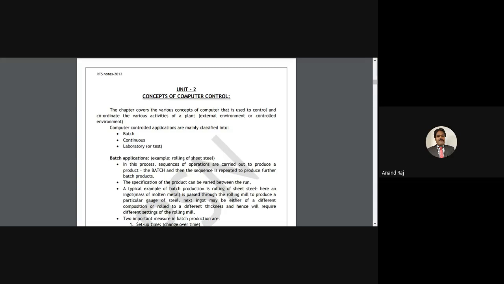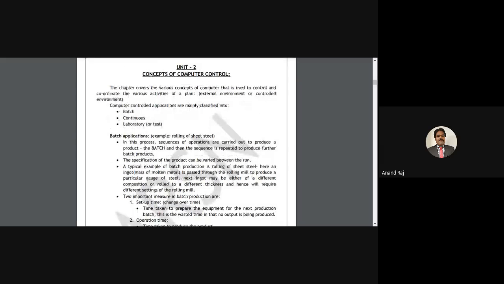Once you calculate the first batch, it takes a lot of time. Your mom's preparation of the first batch of idli will be more time consuming. The next batch of idlis is very easy: just pour the batter and keep it in the cooker. Likewise, in any industry, things work in the same fashion. The typical example your author has quoted is rolling of sheet steel. In this process, a sequence of operations is carried out to produce a product. The product is called the batch, and the sequence is repeated to produce further batch products. The specification of the product can be varied by the run. For example, you can make small idlis or larger idlis.